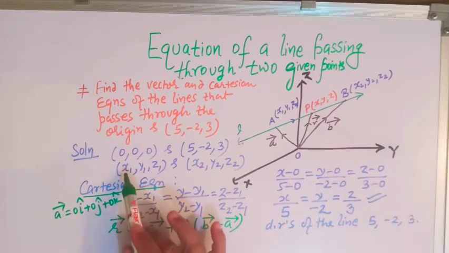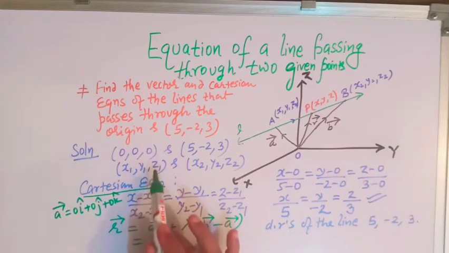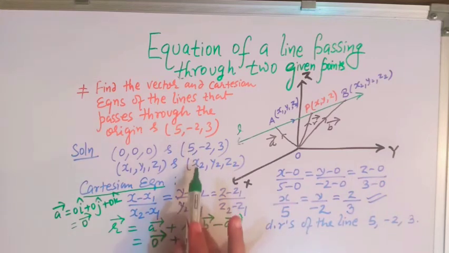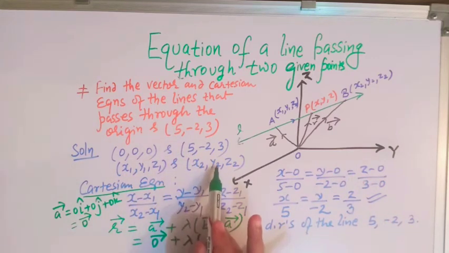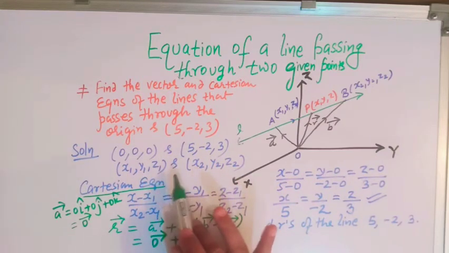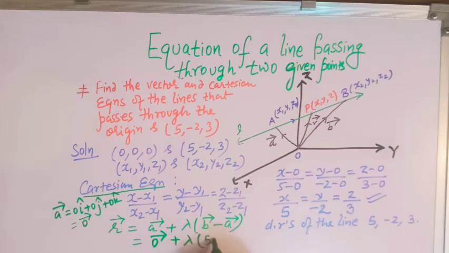Because vector a is x1 i cap plus y1 j cap plus z1 k cap. So this is 0 vector. So here we have 0 vector plus lambda times vector b minus vector a, which is given by x2 minus x1 i cap plus y2 minus y1 j cap plus z2 minus z1 k cap. So here we have 5 i cap plus minus 2 j cap plus 3 k cap, right?